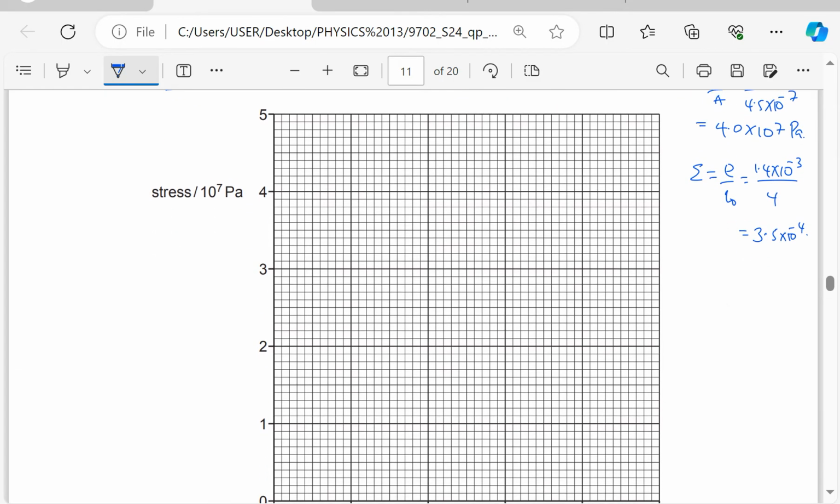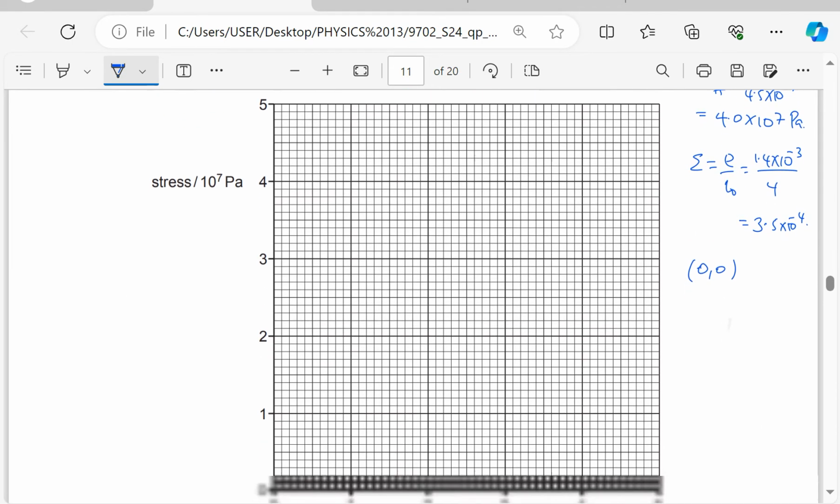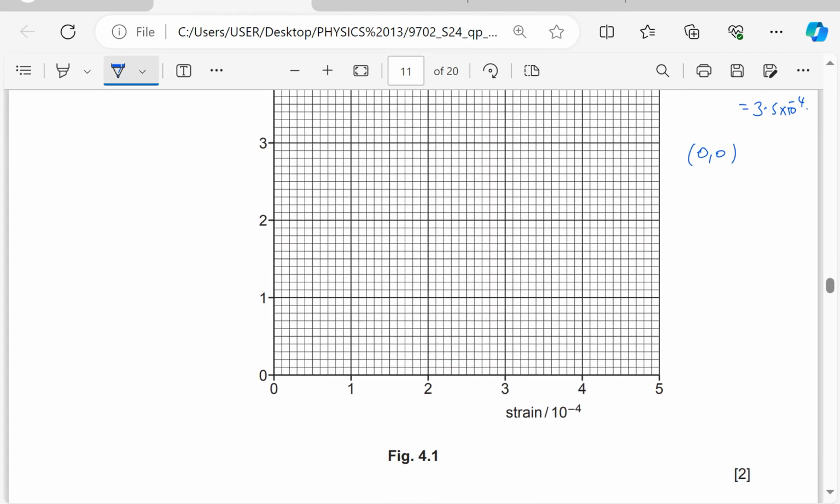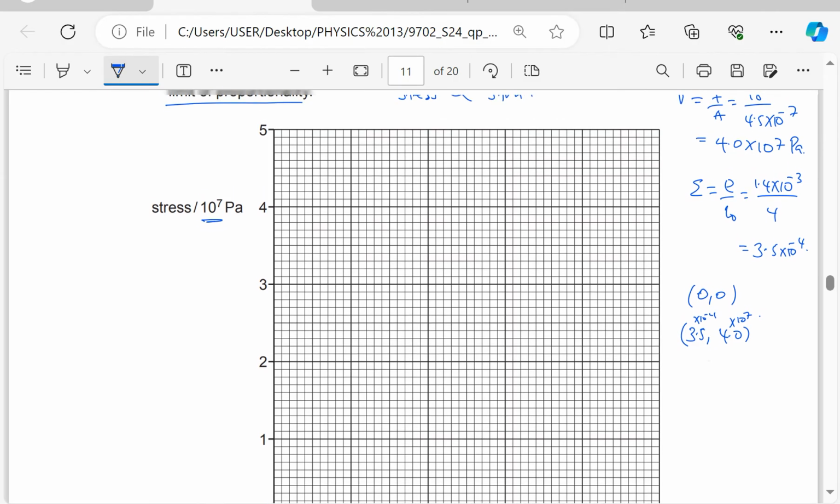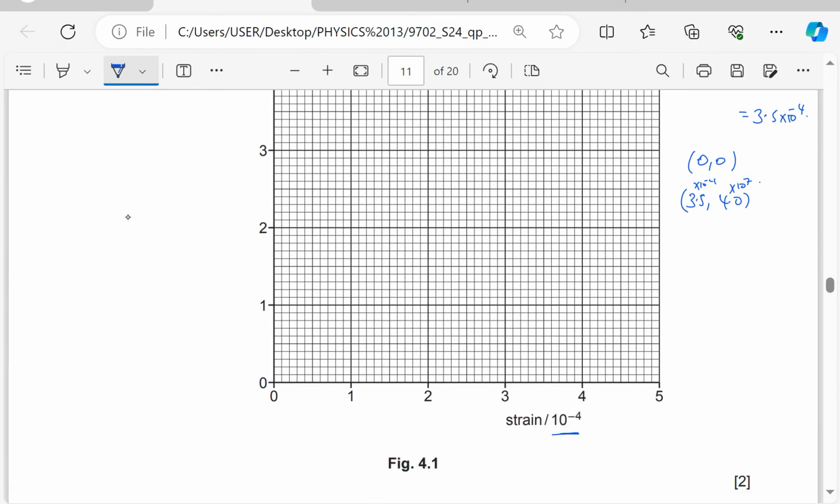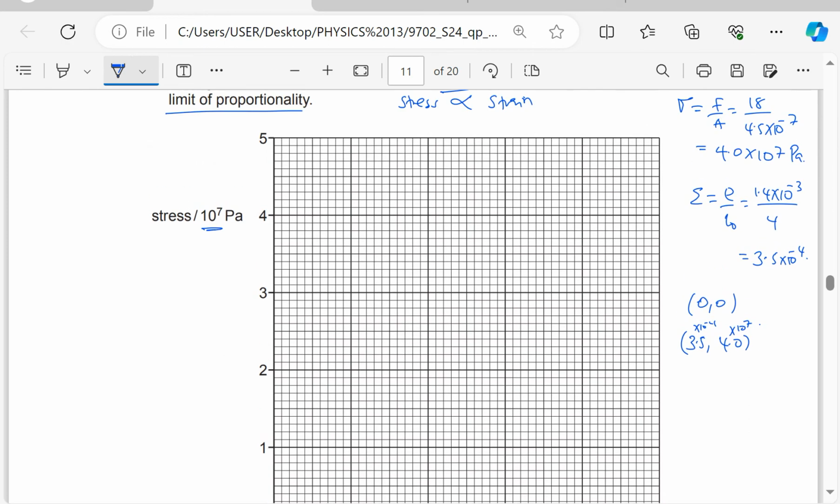Because it's a straight line, I'll just consider the first point as 0, 0. Here they have given us the power of 7, and here the power of 4. So the other point will be 3.5 and 4.0, of course with 3.5 times 10 to the power of minus 4, and 4.0 times 10 to the power of 7. So those are the points I'm plotting. I think it is here.